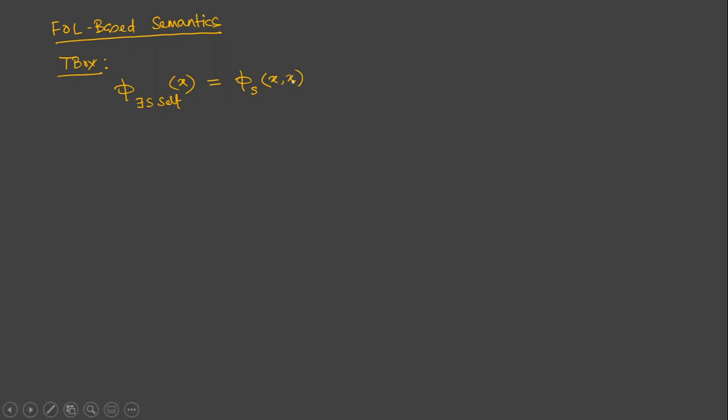Now coming to the first order logic based semantics. So again, let us first talk about the elements in the T box, right? The first thing that we would like to define is the self, right? So phi, there exists S self. This is a class expression, that's why we'll have only one argument here, and this will basically mean phi S x x, right?